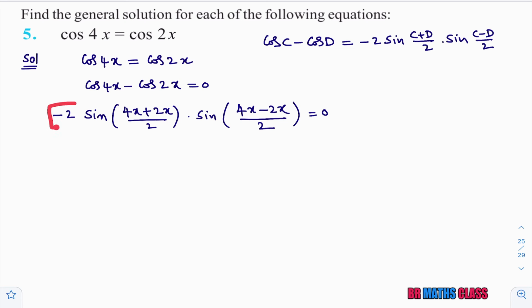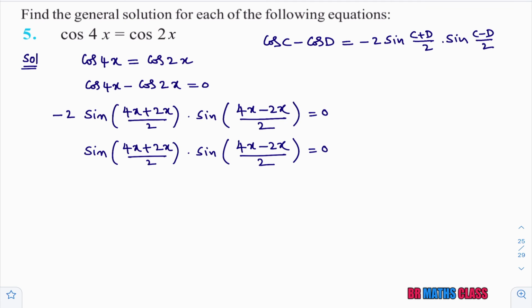Now here this minus 2 is there. You take minus 2 to the right hand side. 0 divided by minus 2 is 0. Now observe, 4x plus 2x is 6x. 6x divided by 2 is 3x. Sine 3x into sine of 4x minus 2x, which is 2x, and 2x divided by 2 is x. So sine 3x into sine x equal to 0.